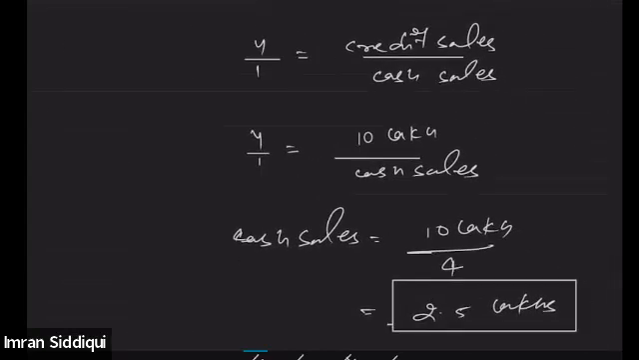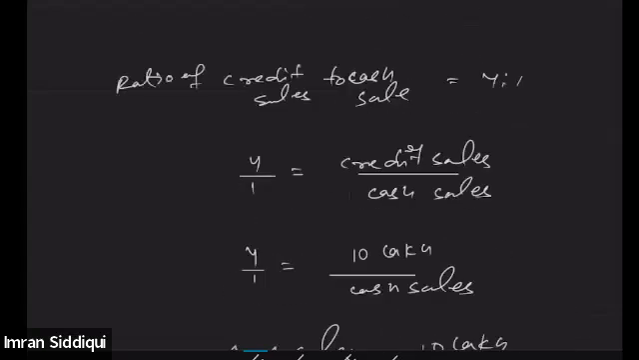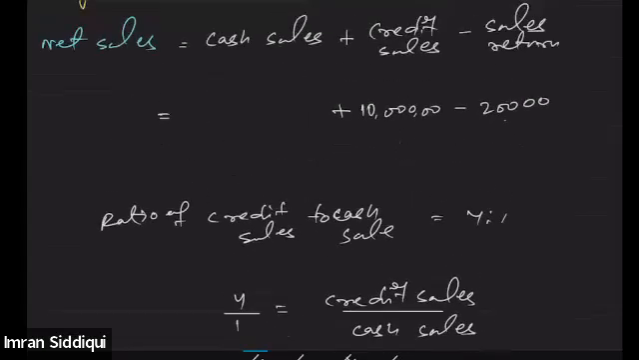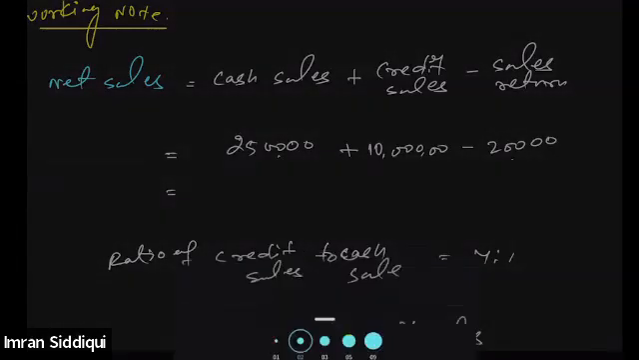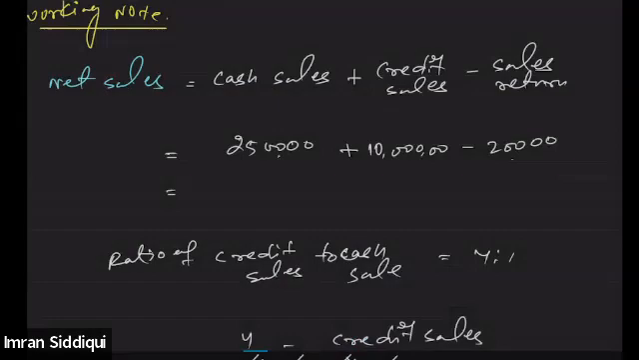Yes, sir. Understood. Everybody got it? And you can ensure that credit sale is 4 times the cash sale, right? 4 times of 2.5 lakh is what? 10 lakh. So we got the value of the cash sales equals 2.5 lakh, that is 2,50,000. So this will give us the total value of the net sales.